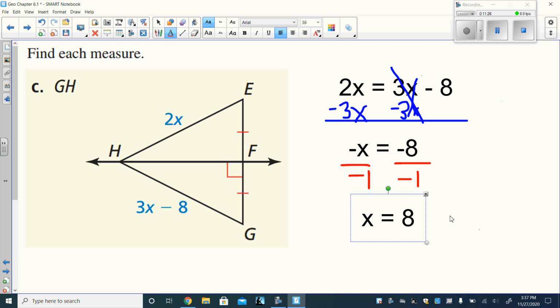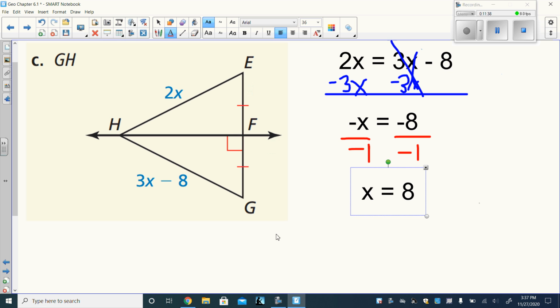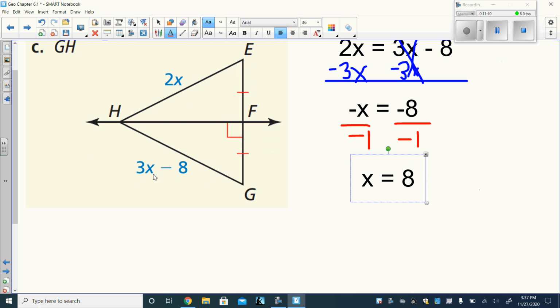We set them equal to each other because we said HE and GH are congruent. Those two lines are the same because of our perpendicular bisector theorem. And we found and solved that the value of x is 8. Now what we need to do next is we need to plug it back in. Now, does it matter which one we plug it back in? Well, no, because they are going to be the same. They will have the same value.